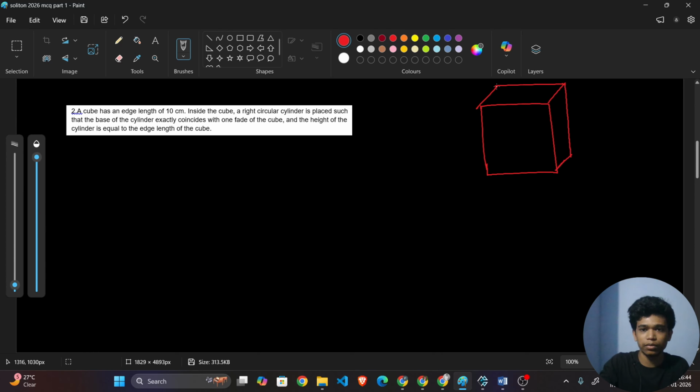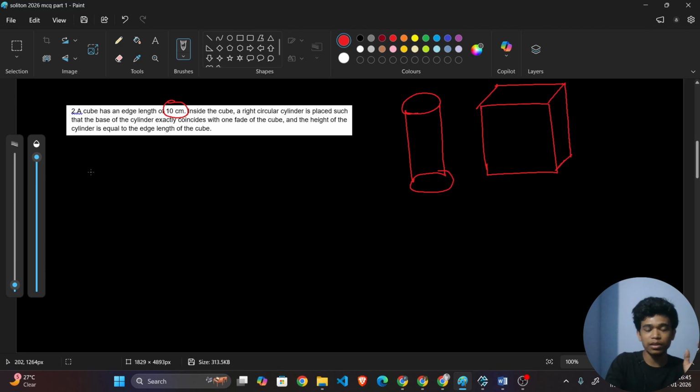Okay, so that's it. Now inside the cube a right circular cylinder is placed. What is meant by right circular cylinder? Which means like this. Fine, such that the base of the cylinder exactly coincides with one face of the cube. And the height of the cylinder is equal to the edge length of the cube, which means if there is a cube, then in all the edges it will be the same. In one edge it is 10 centimeter, then in all the edges it will be 10 centimeter.